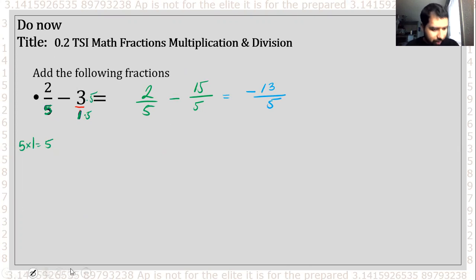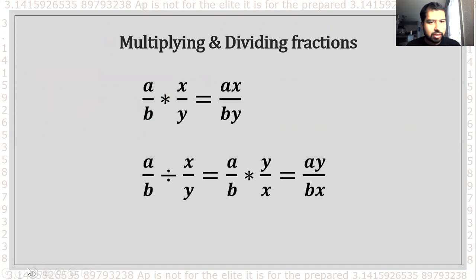Okay, so let's go ahead and learn about today's lesson. I'm sorry about that. We're going to see what happens when we multiply and divide. So right here, whenever you see multiplication, we multiply straight across. So a times x, right? You multiply it, and b times y. So ax stays in the numerator, by stays in the denominator.